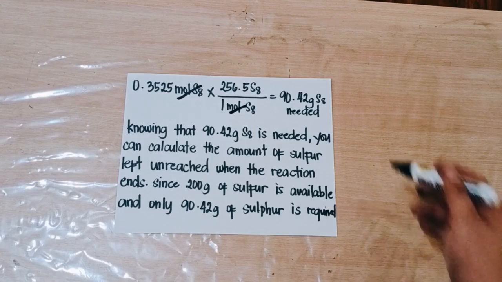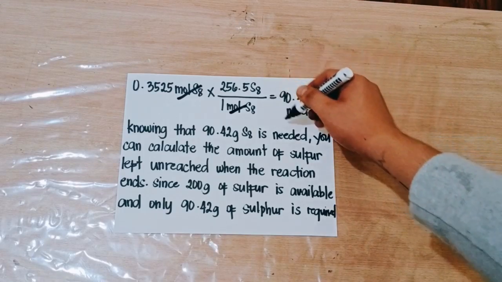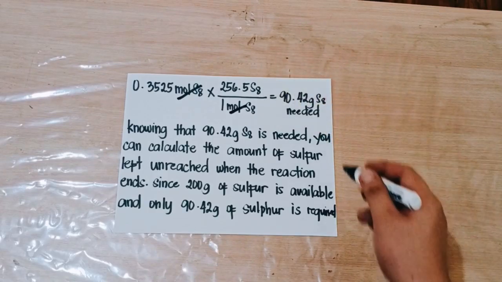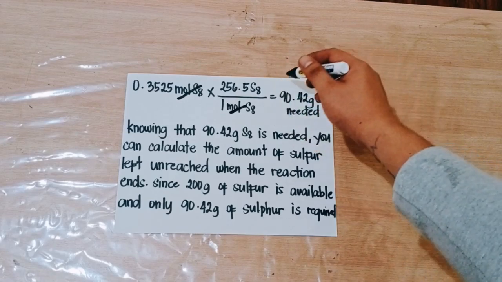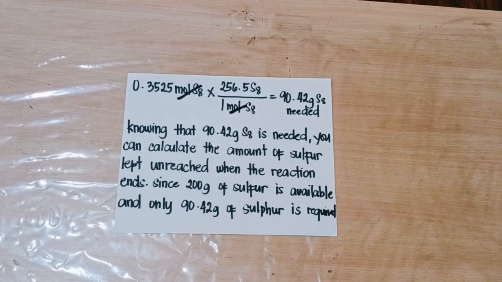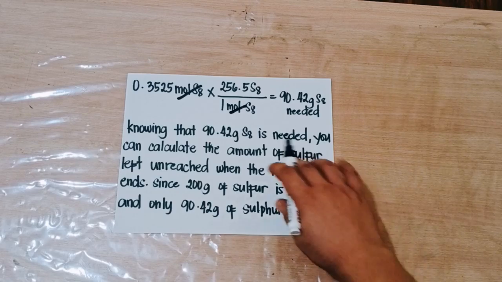So, ibig sabihin, ito yung nagamit na mole. Hindi pa siya excess. Ito yung nagamit na gram ni sulfur. Ang nagamit lang sa kanya is 90.42 gram of sulfur. Pero doon sa given, di ba, meron tayong 200 gram. Doon sa 200 gram na yun, only 90.42 gram lang yung nagamit doon sa reaction. Kanino? Kay chlorine.